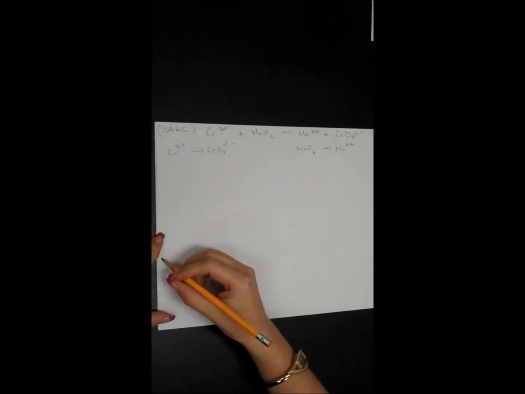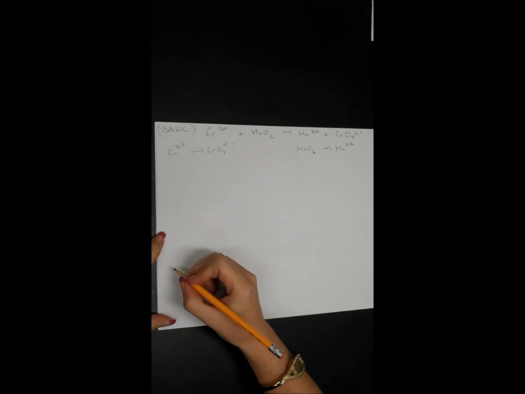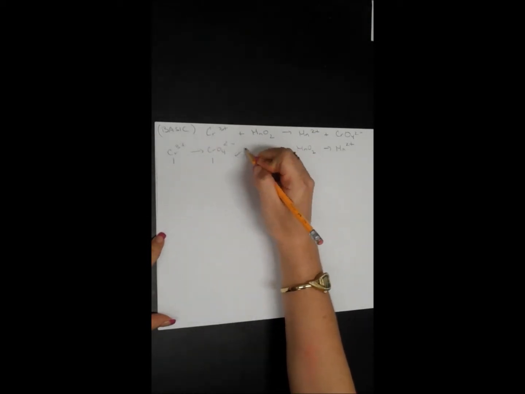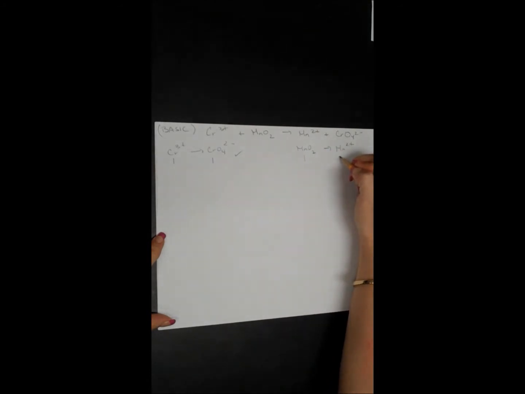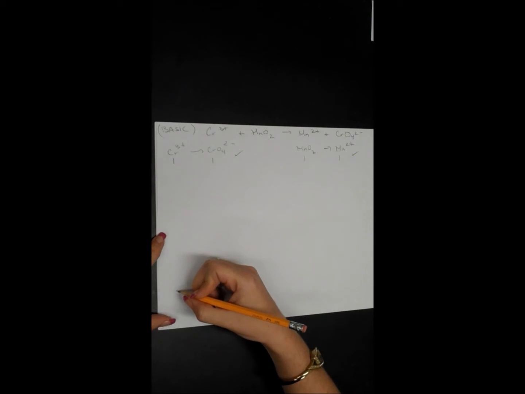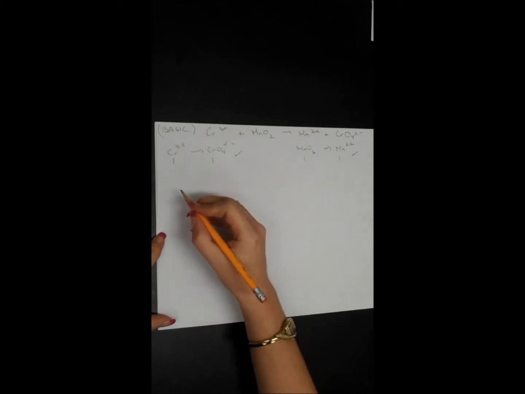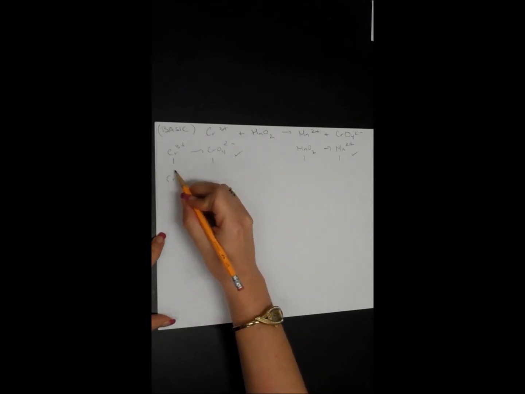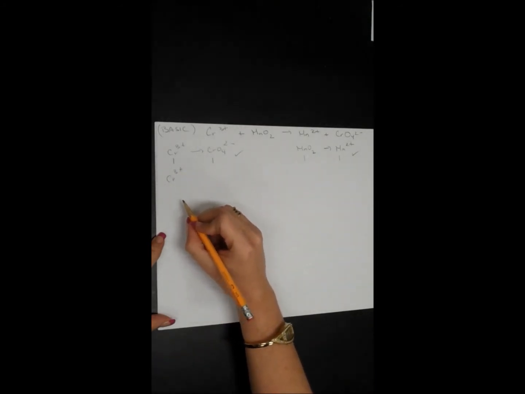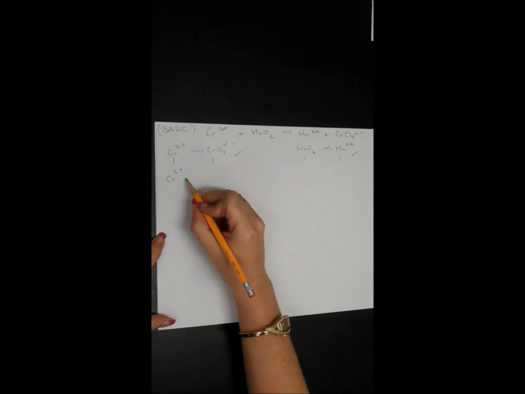Next, for each half reaction, we have to balance all the elements except for oxygen and hydrogen. As seen, Cr is balanced for both half reactions and Mn is balanced for both half reactions. Next, we have to balance for oxygen. For each half reaction, we balance the O's by adding H2O to the side of the reaction that is deficient in oxygen.